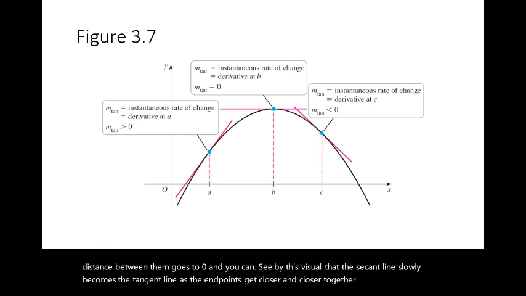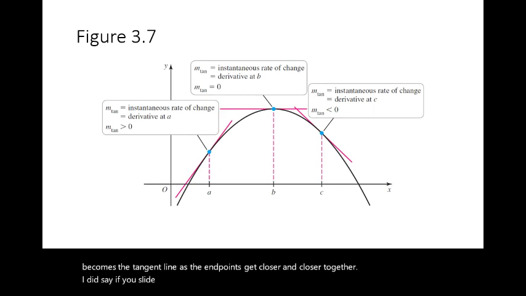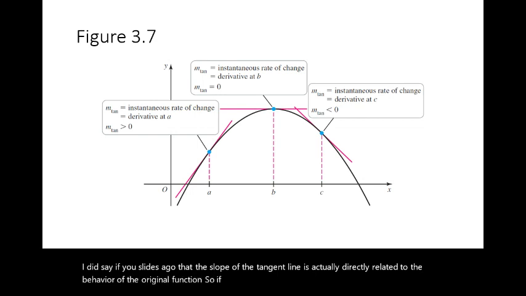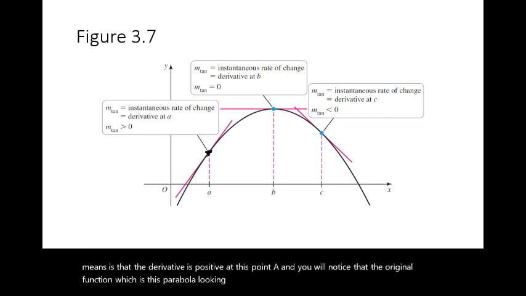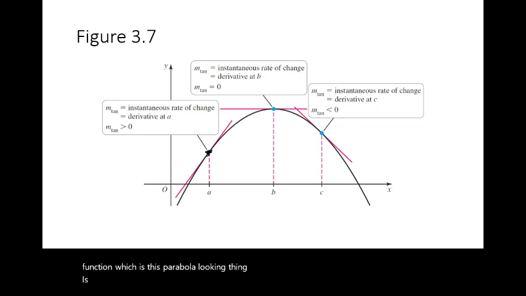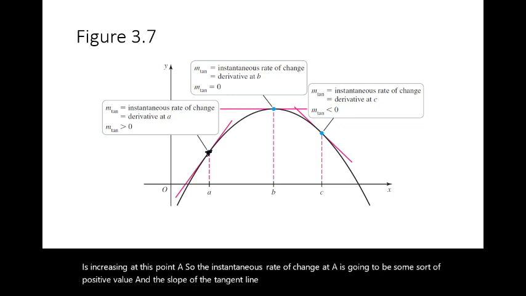So I did say a few slides ago that the slope of the tangent line is actually directly related to the behavior of the original function. If you have a tangent line that has a positive slope, that means the derivative is positive at this point A. And you will notice that the original function, this parabola-looking thing, is increasing at this point A. So the instantaneous rate of change at A is some sort of positive value, and the slope of the tangent line here is positive. That indicates that the function itself is increasing.